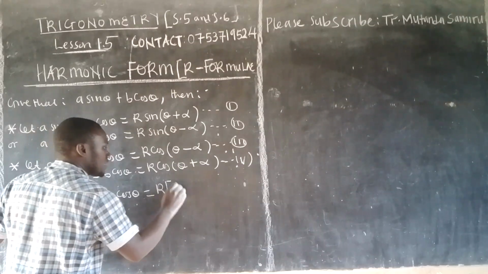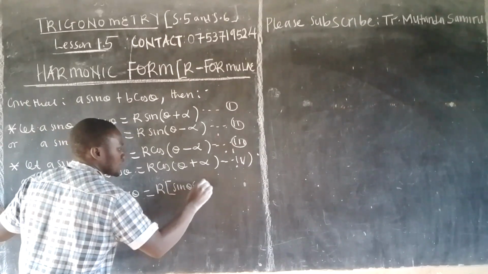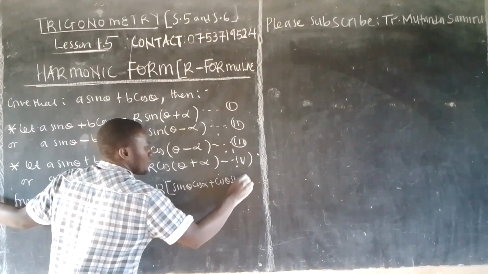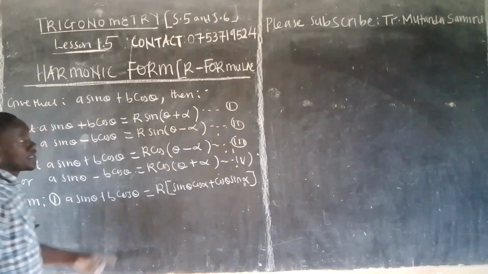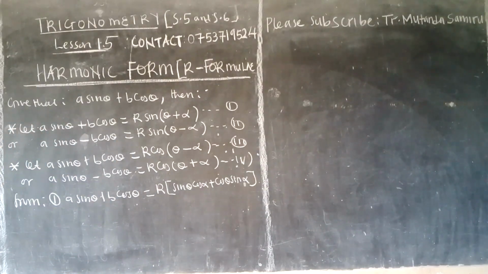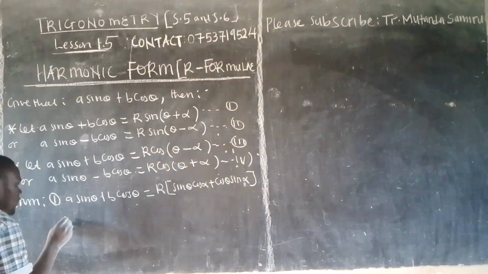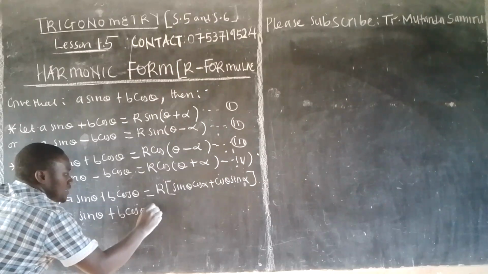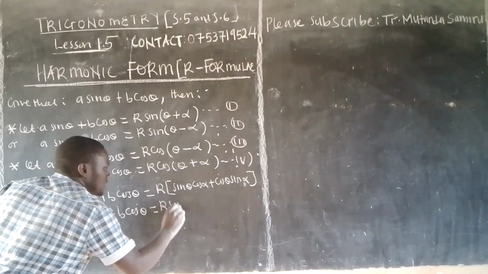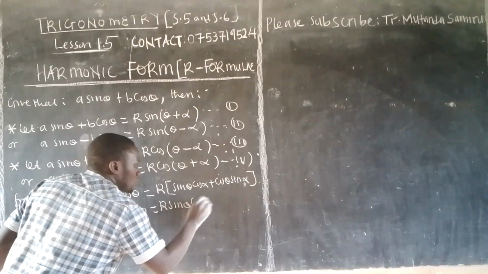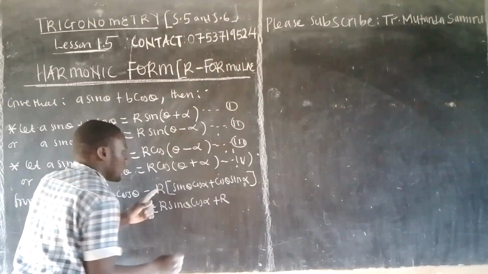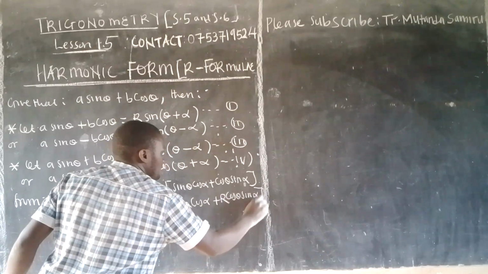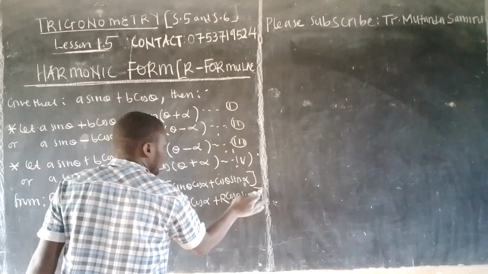Expand this using compound angle identities: sine theta cos alpha plus cos theta sine alpha. I'm expanding using compound angle identities. You can go in the playlist and check for where compound angle identities are. So this will now be A sine theta plus B cos theta is equal to R sine theta cos alpha plus R cos theta sine alpha.